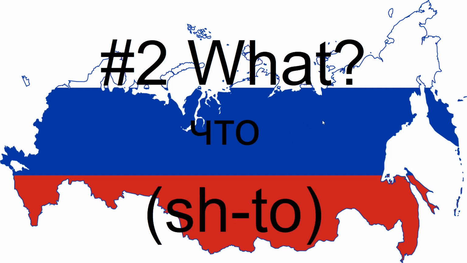Next one we have is what. This one is a little bit different in the way it's pronounced as to how it's spelt. It starts with the ch sound, but obviously it's not ch-to, it's shto, just shto. So the ch changes into a sh sound. So shto means what. Example would be что ты видишь? What do you see? Or что вы видите? What do you see? More formal.